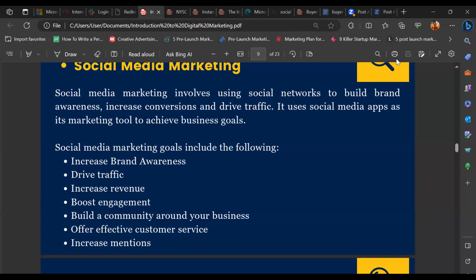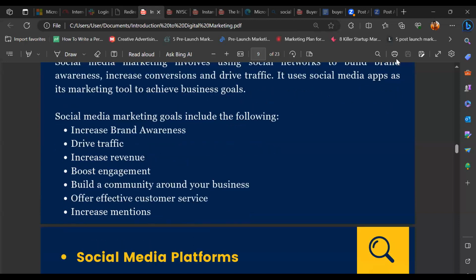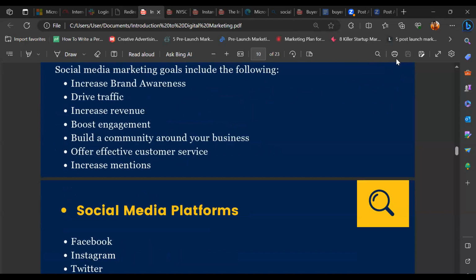So social media marketing also helps you build a community around your business. People who feel that they are part of this business and they want their voices to be heard amongst the business as well. It offers effective customer service. Yes, you can offer effective customer service through social media marketing. You can increase your mentions. Increasing your mentions, I made mention of it. You offer a good service, right? You've offered a good service to a good number of people.